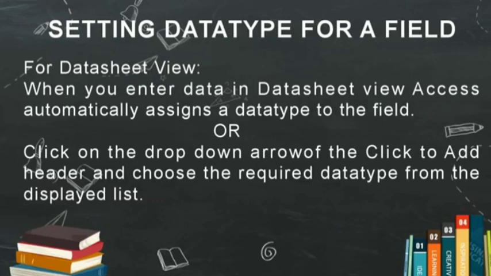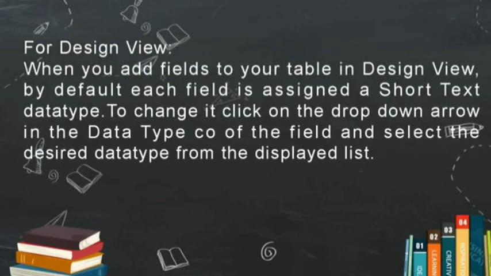Now we will see how to set data type in design view. In design view, students, when you add fields to a table, by default each field is assigned a short text data type. To change or to define a specific data type for a field, click on the drop down arrow in the data type column of the field and select the desired data type from the displayed list. That is how we set data type in design view.